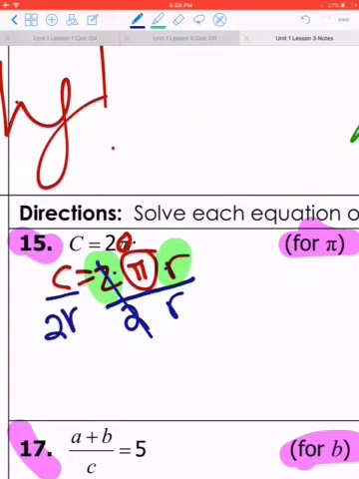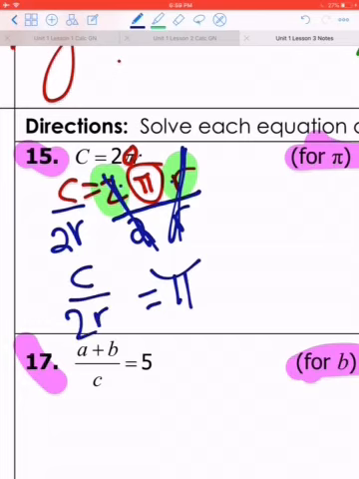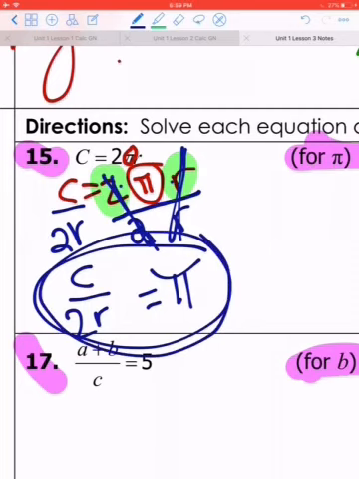And whatever you do on one side of an equation, you have to do on the other. Oops. Alright, so on the right side, we're left with pi. And on the left, we have c over 2r. So just leave your literal equation the way it is, okay? That's the answer. That's solve for pi.